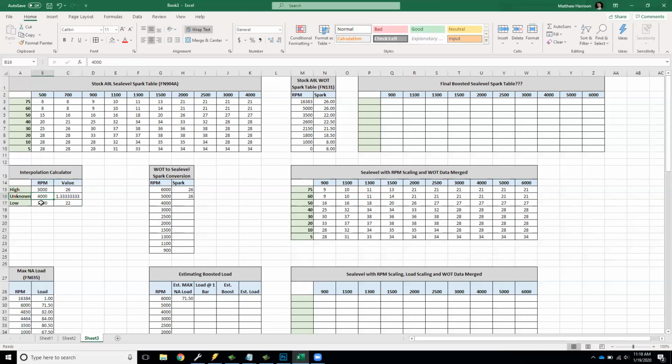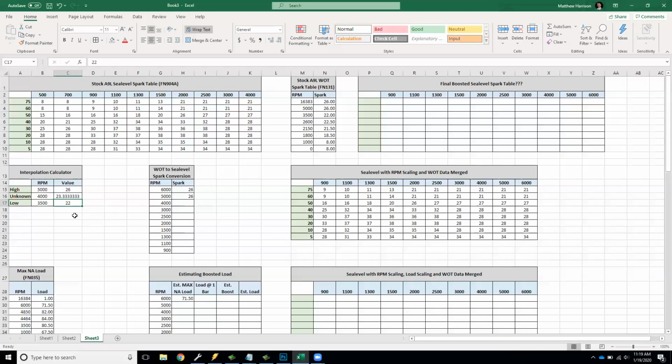So now what we know is that to figure out what timing we have at this unknown middle RPM, we need to go this many degrees above what we had here. So the final thing we do now is take this 1.333 and add it to that value, and that will give us the timing number that we have here. So the last thing we need to do is, let's see, that would be cell C17. So this equals C17 plus this entire range of stuff here, and we end up at 23.33 degrees.